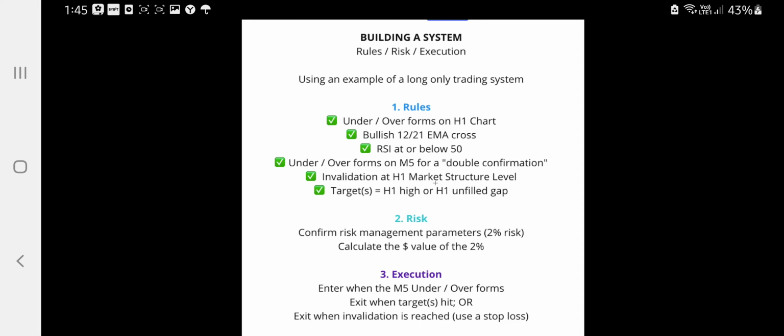Okay. So let's look at this in action. We've covered everything. We'll jump in now to the actual chart and look at the under over forming, the bullish EMA cross, the RSI at or below 50, the double confirmation, and see how that would actually look in practice.